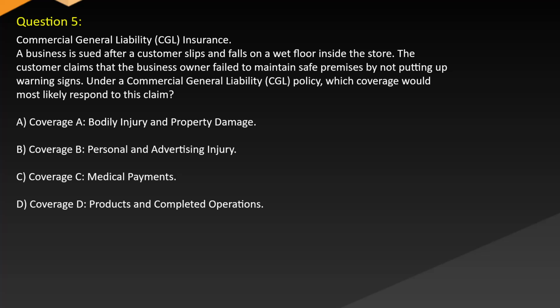Question 5. Commercial General Liability (CGL) insurance. A business is sued after a customer slips and falls on a wet floor inside the store. The customer claims that the business owner failed to maintain safe premises by not putting up warning signs. Under a Commercial General Liability (CGL) policy, which coverage would most likely respond to this claim?